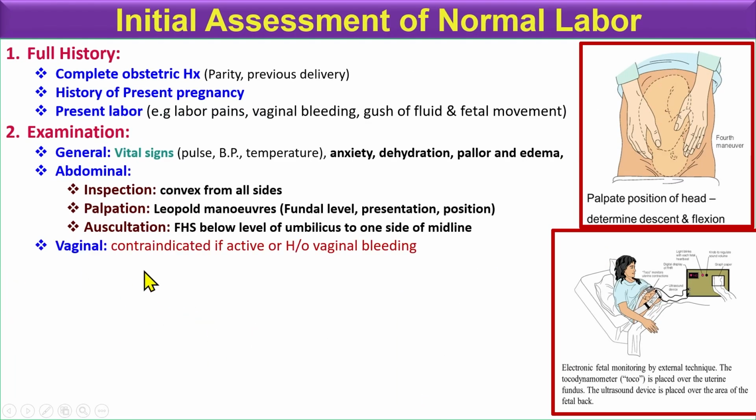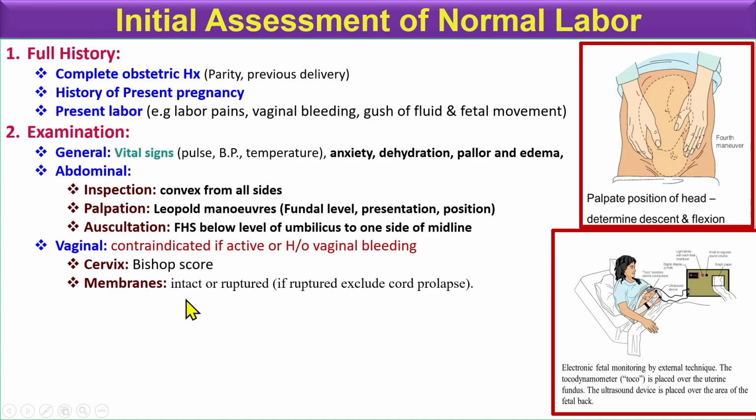And then the vaginal examination, it's contraindicated if there is active bleeding or a history of vaginal bleeding. So if there is no active bleeding and no history of vaginal bleeding, we should do the vaginal examination, where we check the Bishop score related to the cervix. Okay, and they assess the membrane, whether it's intact or ruptured. If ruptured, exclude the cord prolapse.